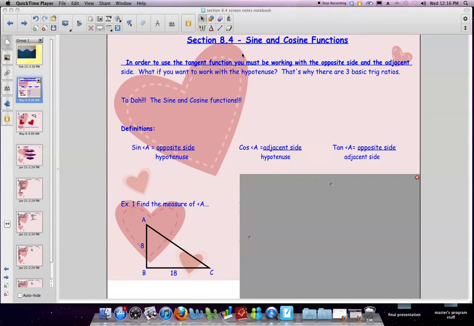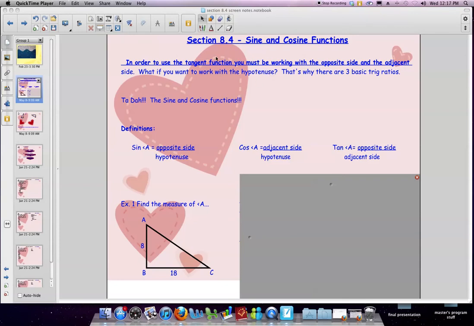This lesson is on section 8.4 in your book. It's on the sine and cosine functions. This follows section 8.3, which was on the tangent function of trig. We learned in the last section that in order to use the tangent function, we had to be working with the side that sat across from it, the opposite side, and the side that sat adjacent to it, not the hypotenuse. But what happens if one of the values that you're working with happens to be the hypotenuse?